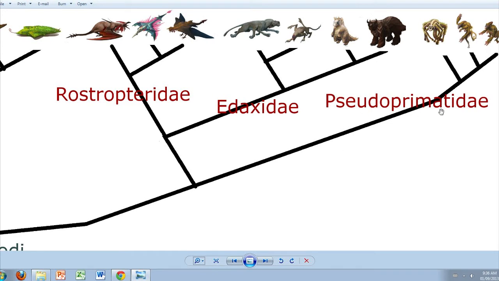And the final family that I'm going to be looking at are the pseudoprimatidae. Now, primate is really just the Latin word for primate. So I was trying hard to be creative, but I couldn't really come up with anything that was primate-like. I just went with primate, and of course pseudo meaning pseudo. So these are the almost primates, or similar to primates.